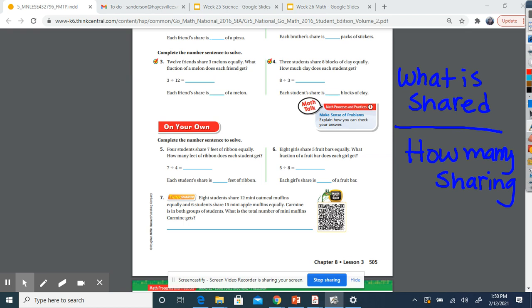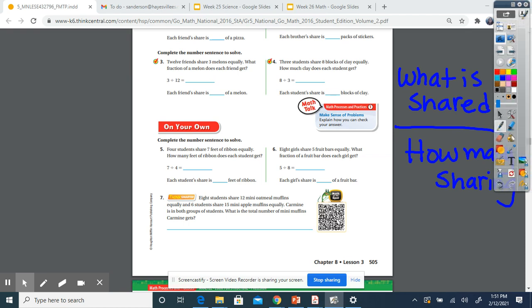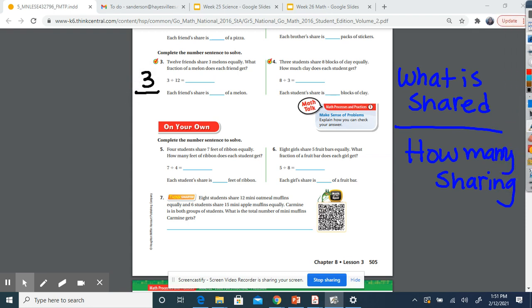So if we look at number 3 on page 505, which if you have your Go Math book and want to follow along, please get this out. So we have 12 friends sharing 3 melons equally. What fraction of a melon does each friend get? So it already has 3 divided by 12, which as a fraction, we have 12 friends and 3 melons are being shared. So what's being shared is 3 melons. So we know that 3 is going to be our numerator. How many people are sharing it? 12 friends. So 3 divided by 12 is the same as 3 twelfths. So each friend is going to get 3 twelfths of a melon.